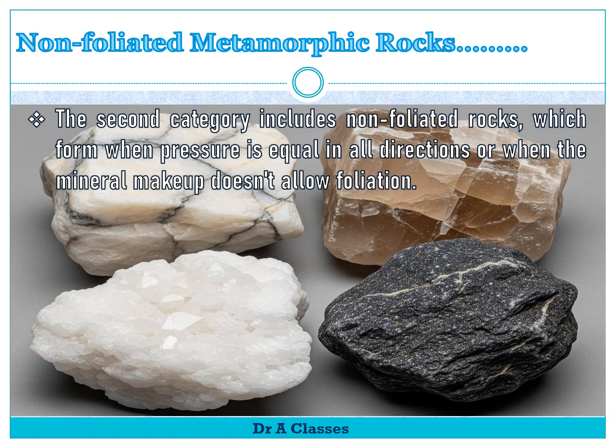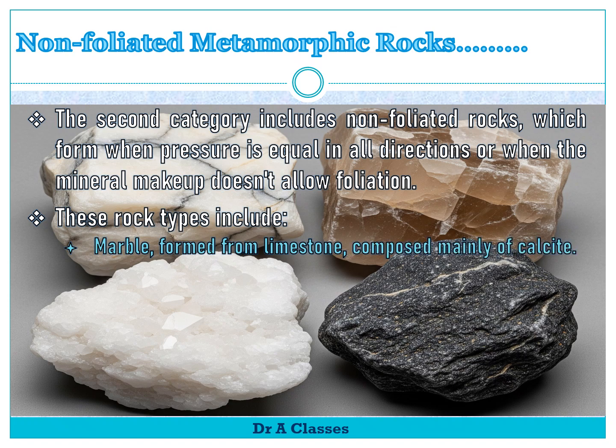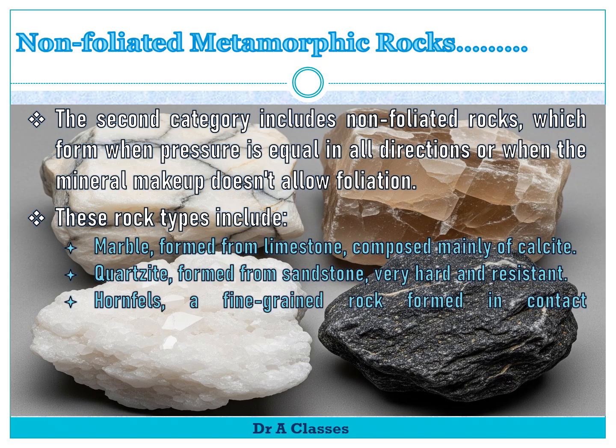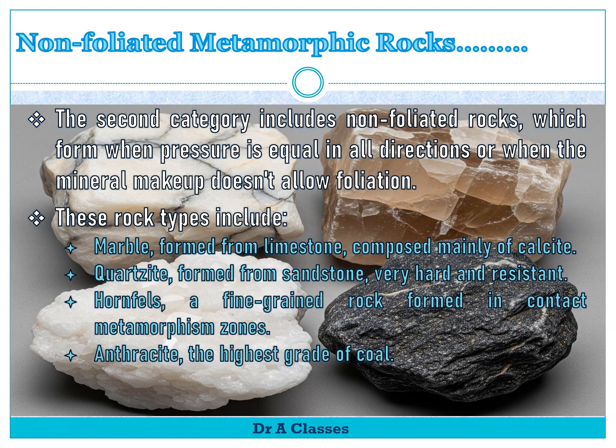Typically found in contact metamorphism, these rock types include marble, formed from limestone composed mainly of calcite; quartzite, formed from sandstone, very hard and resistant; hornfels, a fine-grained rock formed in contact metamorphism zones; and anthracite, the highest grade of coal.